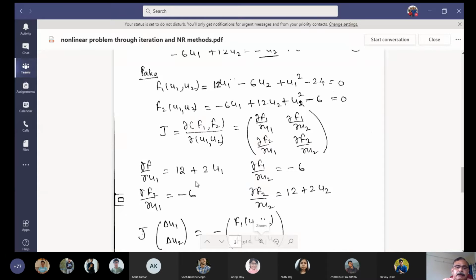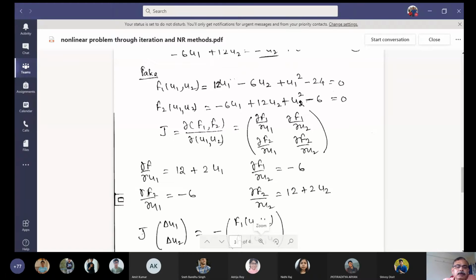So del f1 by del u1, very obvious, you just differentiate this with respect to u1, taking u2 as constant. This will be 12, right? And then plus 2u1. The rest, this u2 is a constant term, so these two will not appear. Is that right? Yes, sir. And del f1 by del u2 means only minus 6. u2 is there, so you are differentiating with respect to u2, so that will be 1. Is that right? Yes, sir.